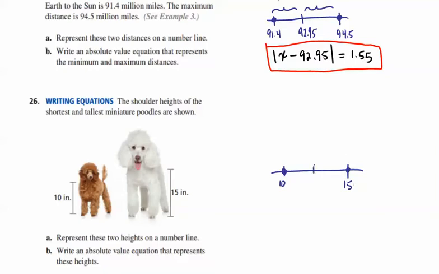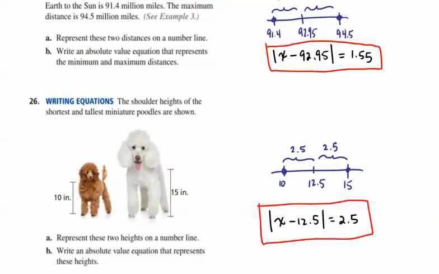This one is a little bit easier to see. The average of 10 and 15 is 25 divided by 2 is 12.5, and the distance from 10 to 12.5 is 2.5. From 12.5 to 15 is 2.5 as well, and we're ready to wrap it up. Absolute value, x minus the center, equals the distance from the center, and we're all set. So we're ready to move on to the next set of exercises.